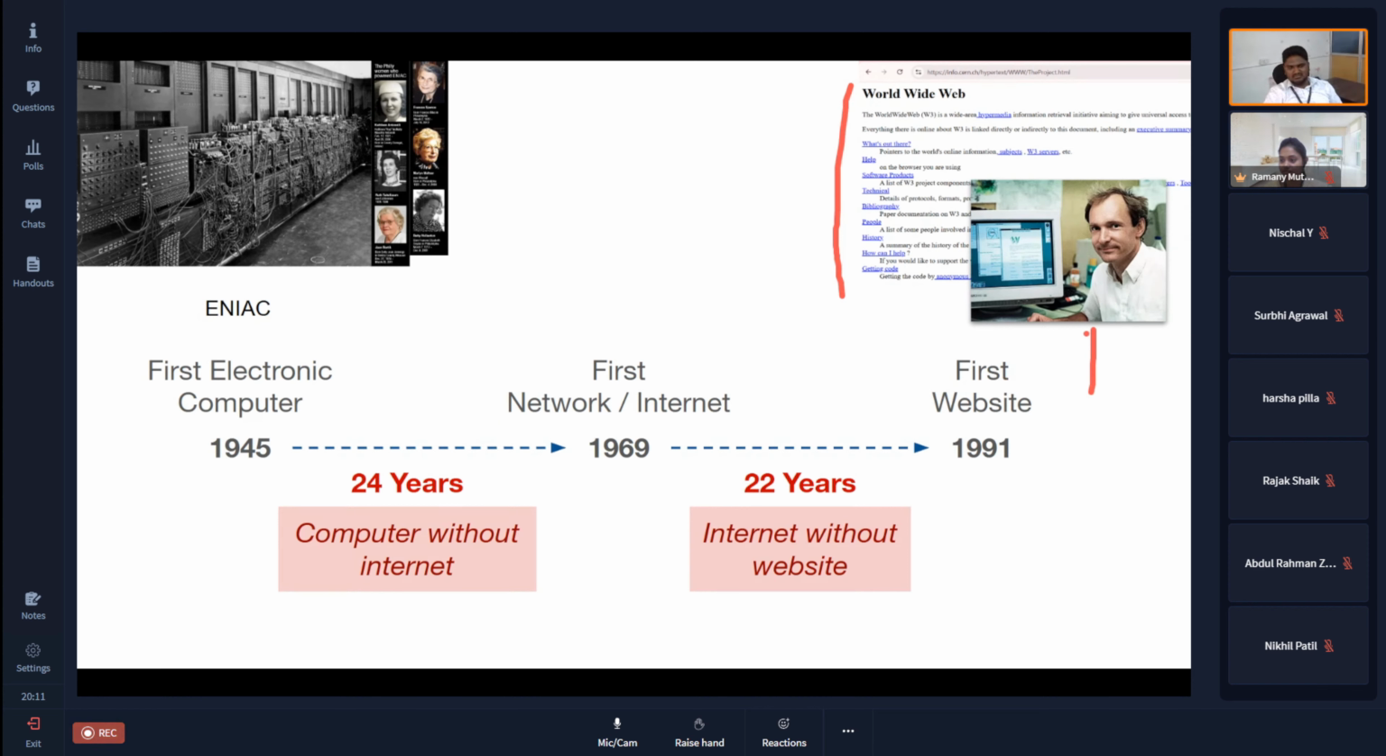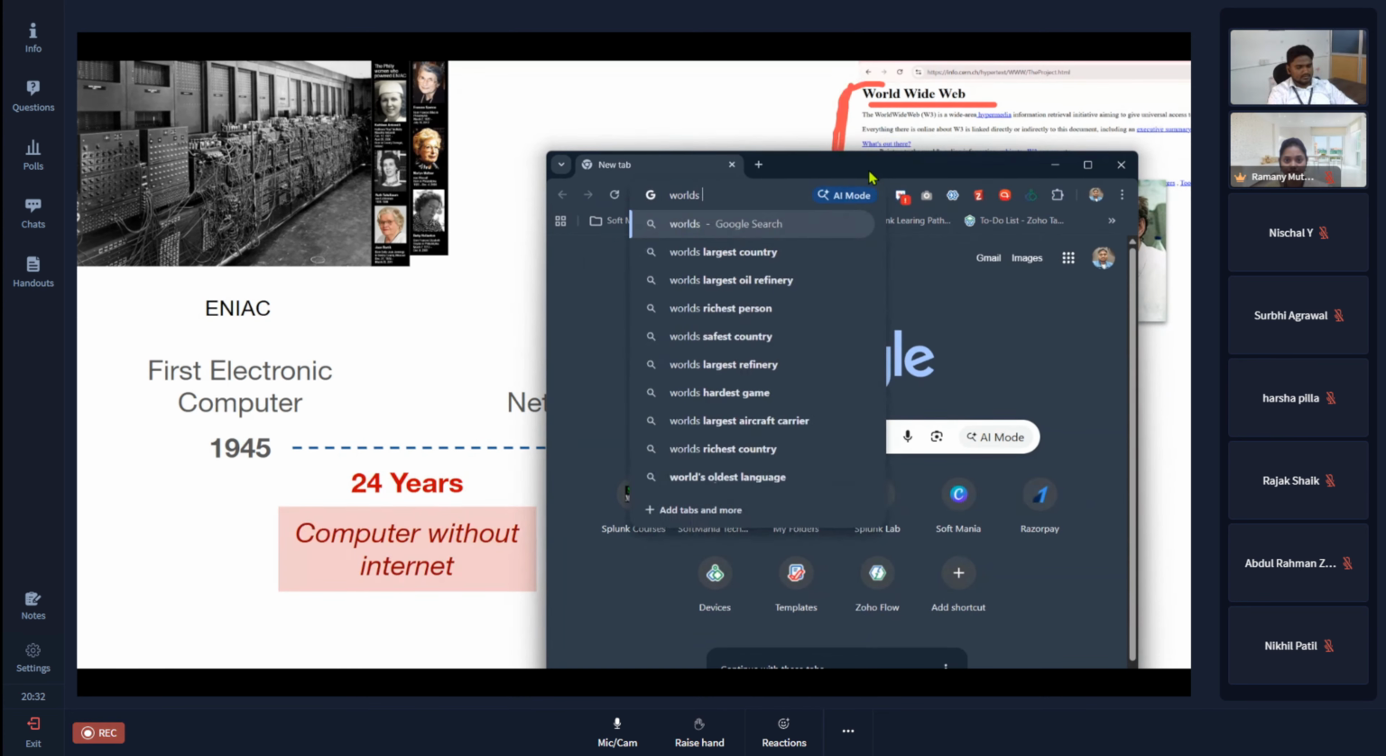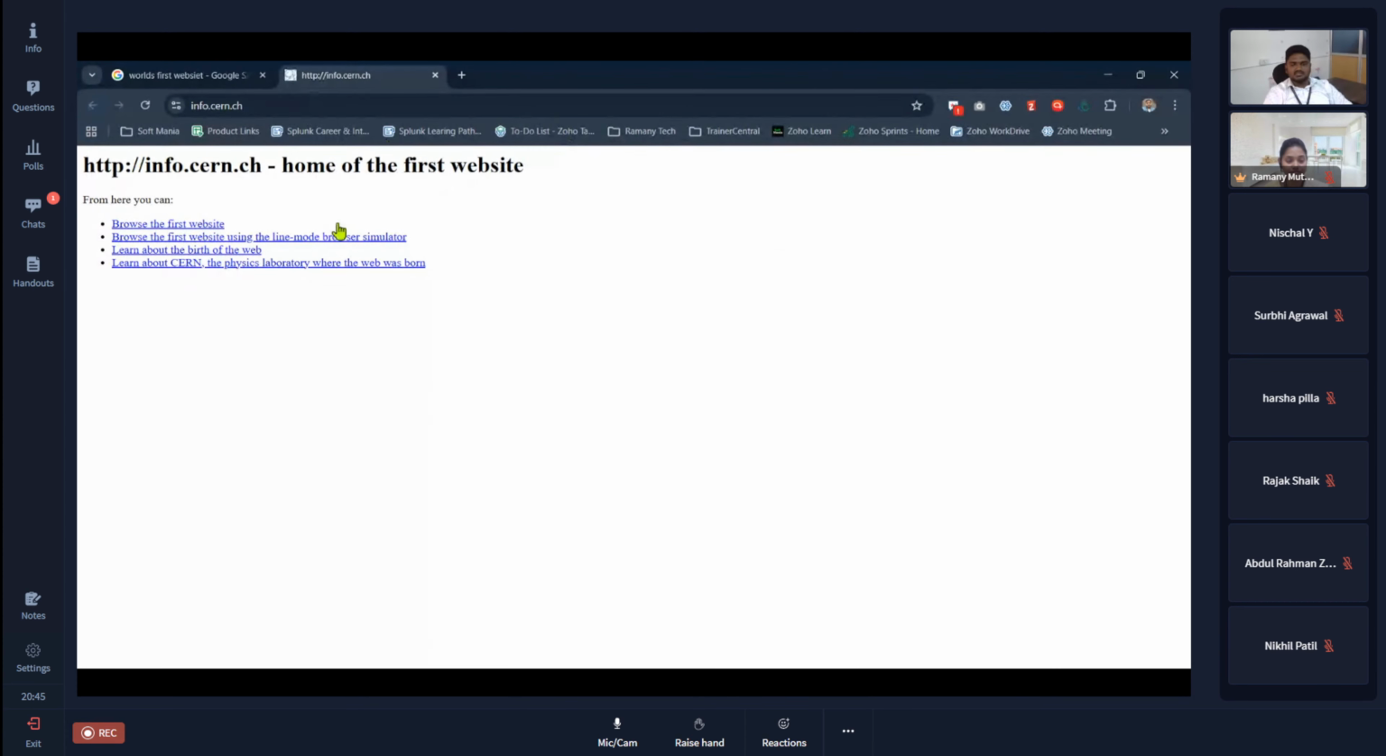So one of the scientists, you can just Google his name. I forgot his name. This is the guy who invented the World Wide Web. This is how the first website looked like. You can also Google it now. World's first website. This is how it will look. This is still live. I can also show you the world's first website. You see, this is what it is. This is the link. If you just open this, yeah. So this is the world's first website. The first ever website that got created.